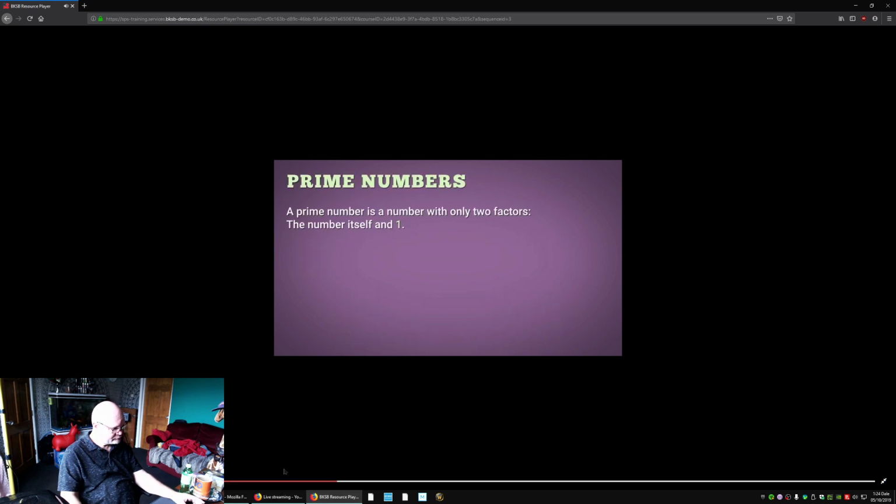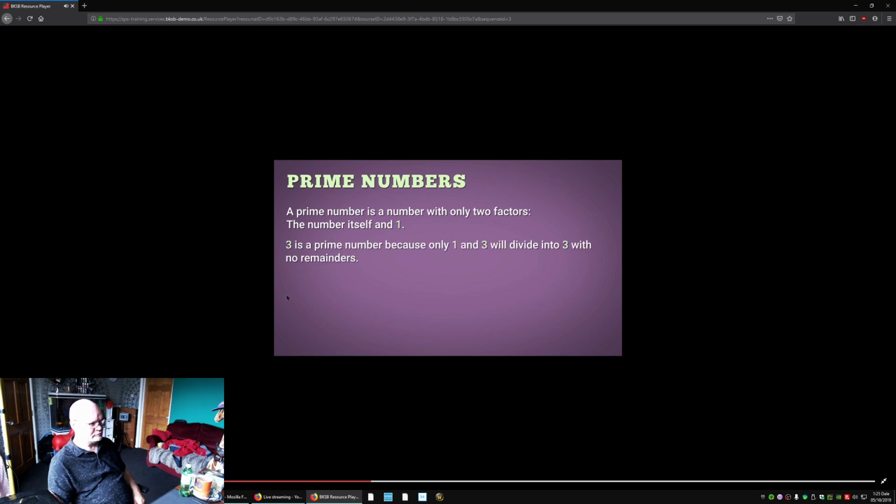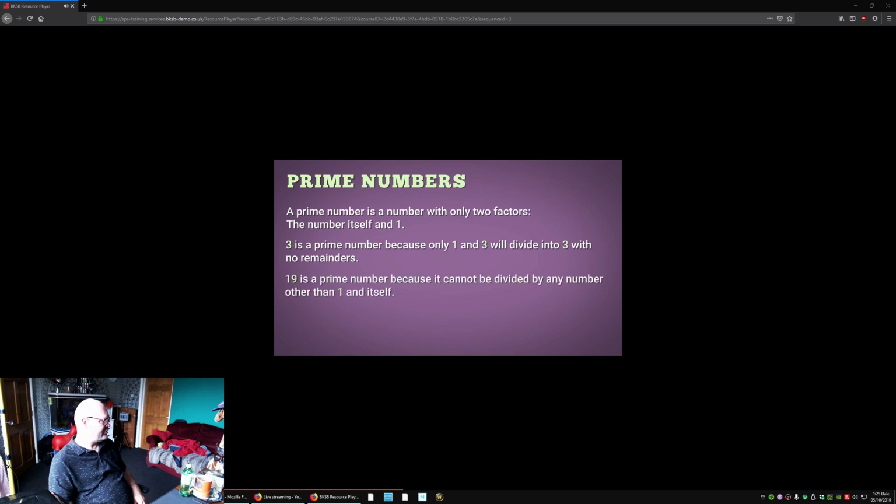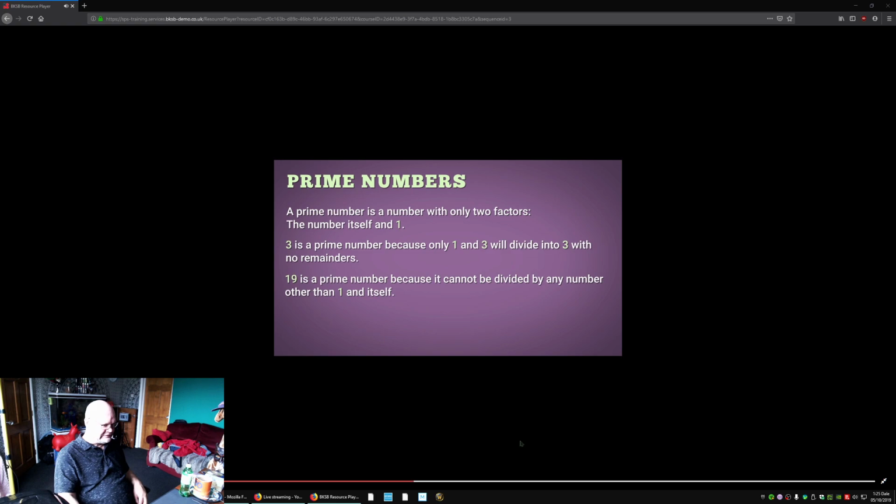The factors of 12 are 1, 2, 3, 4, 6, and 12. Because all these numbers divide exactly into 12, leaving no remainders. A prime number is a number with only two factors, the number itself and 1. 3 is a prime number because only 1 and 3 will divide into 3. 19 is a prime number because it cannot be divided by any number other than 1.